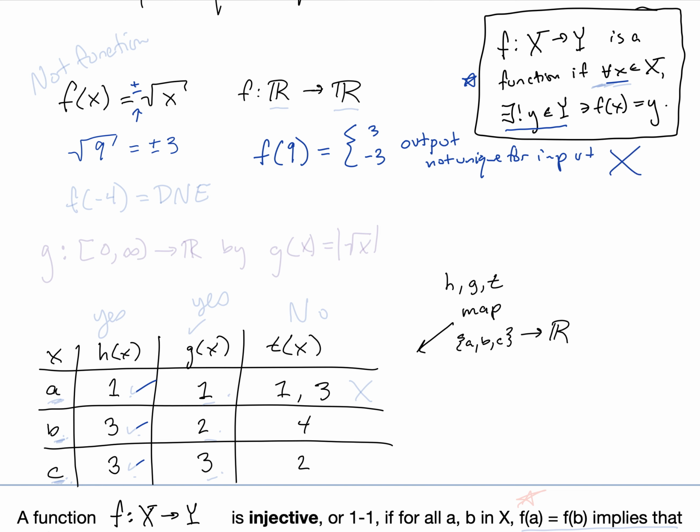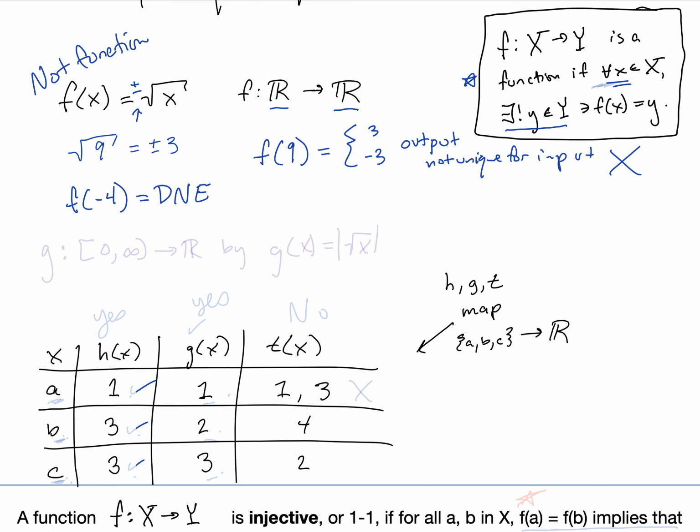Secondly, it needs to be the case that for every x in x, f of x needs to be defined. And here we see that something like f of negative 4 is not defined, does not exist, because f is mapping the real numbers to the real numbers. f of negative 4, we could say it's 2 times the square root of negative 1. We could say it's 2i, but since that's not a real number, that output is not defined. So there are two reasons here why f of x is not a function.